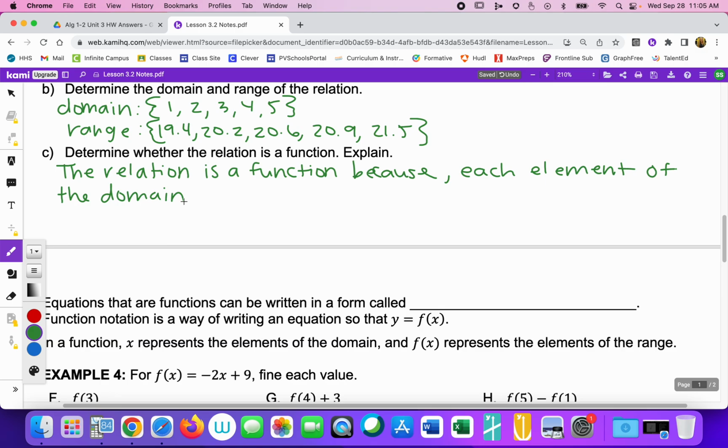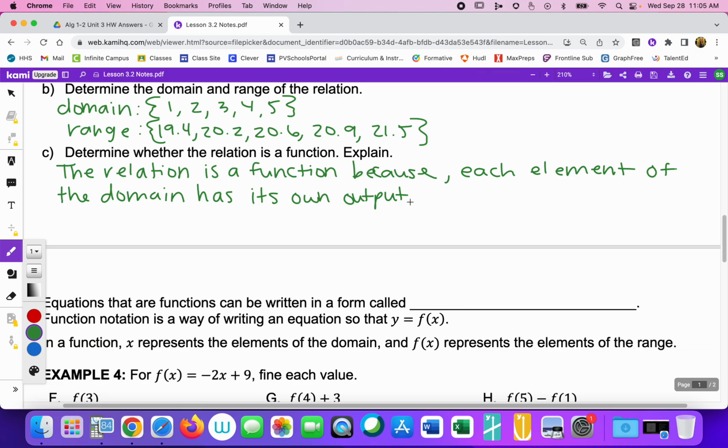Has only one element of the range. Or has, I'm gonna reword that, has its own output. So the inputs should not lead to 2 outputs. It should be 1 for 1. That's called a 1-to-1 function.